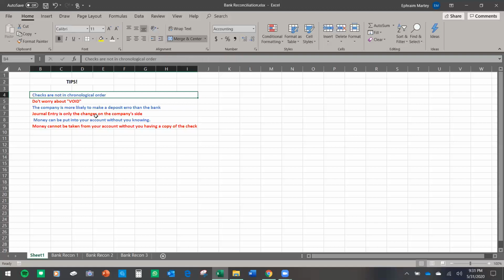First, checks are not in chronological order. If you sign a check for me today and you sign a check for someone else in 3 days' time, the other person may cash in the check before I do. It may take me as long as I like to go to the bank, but the bank will only record it as it gets cashed. So if my check is number 5 and the other person's is number 7, you will see number 7 before number 5 on the bank statement because he cashed in first.